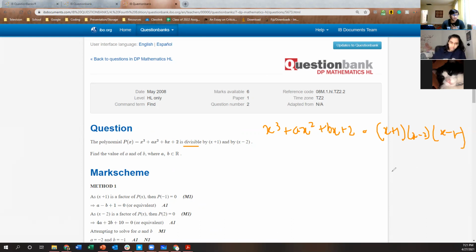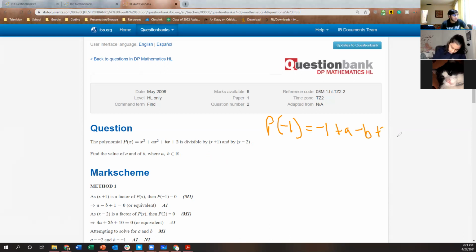That's one way of doing it. I personally don't like doing it that way because it'll take too much time on these types of problems, at least. So what I would do instead is use the remainder theorem. Because these are divisible, the remainder has to be 0, and the remainder is just p of that number, which is -1, because remainder theorem is x minus k, and it's negative. If I plug in -1 here, I'm going to get -1 plus a minus b plus 2 equals 0. If I plug in p of 2, I'm going to get 8 plus 4a plus 2b plus 2 equals 0.